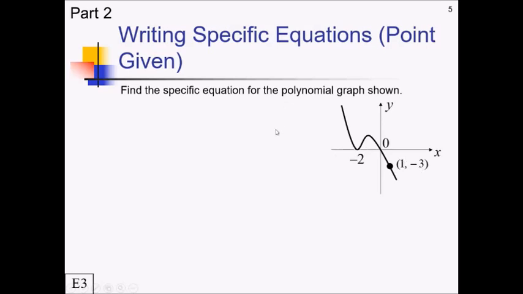In order to make your possible equation actually go through a specific point, you have to stick a coefficient out in front of the entire equation.